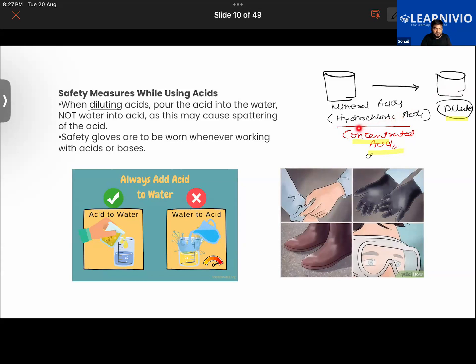So if I want to convert a concentrated acid into a dilute one, I need to add water to it. So what should be the method? We should always add acid to water drop by drop, and using a glass stirrer, like a glass rod, we should stir it. We should keep on mixing it. That is the safe method. Also, you should wear all the safety gear.